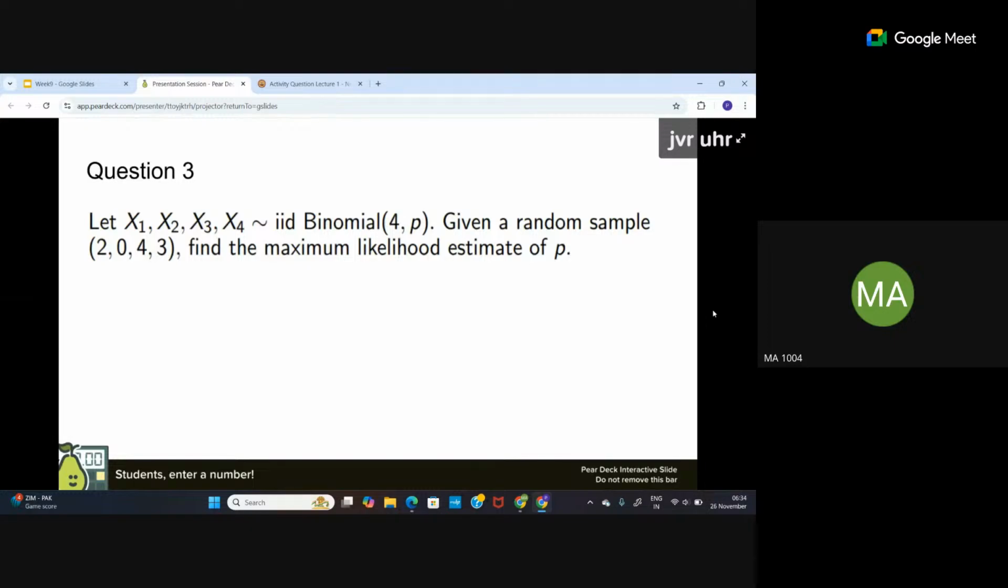So here also you have to use the same process. Here we will differentiate with respect to p. First of all, you have to find the likelihood function, then take log, then differentiate it and put it equal to 0, and from there you will find the value of p.